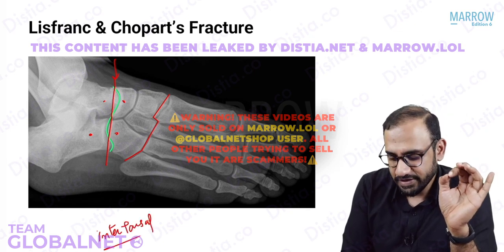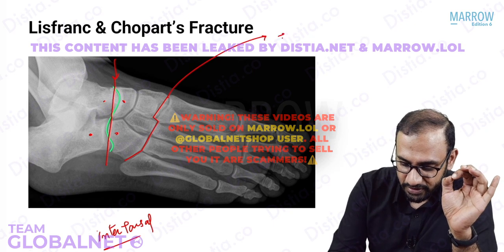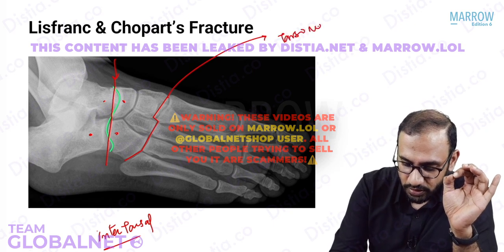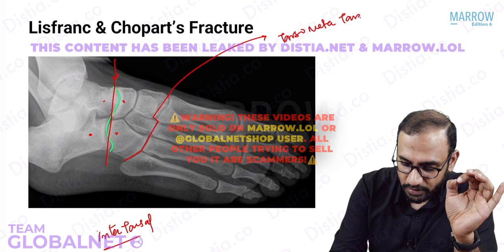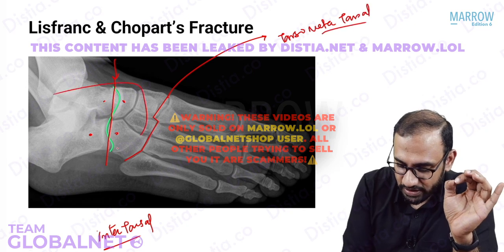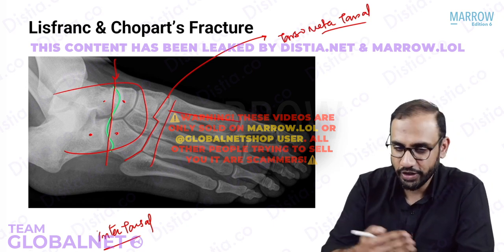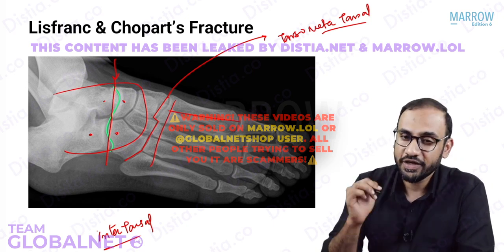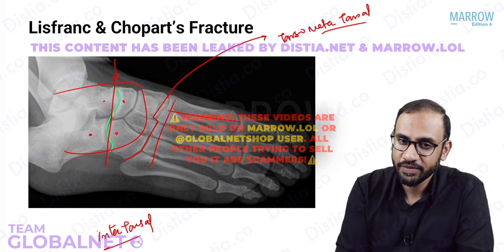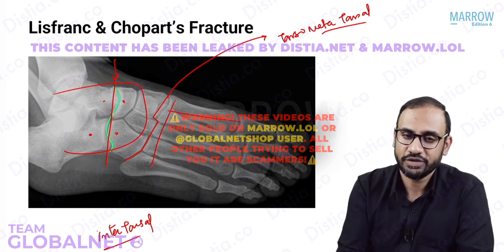And what is Lisfranc's? Tarsometatarsal. Between the tarsal bones and the metatarsal bone, that joint is known as the Lisfranc joint. So Chopard's joint, Lisfranc joint. What is the significance? If there is a fracture there, we call it with that name. If we do an amputation there, we call it with that name.